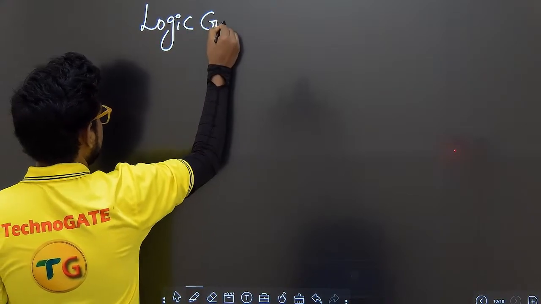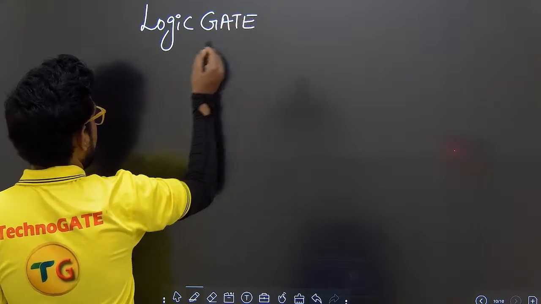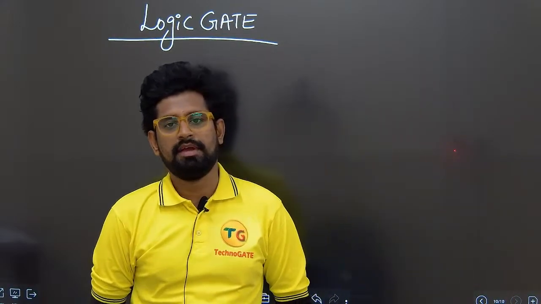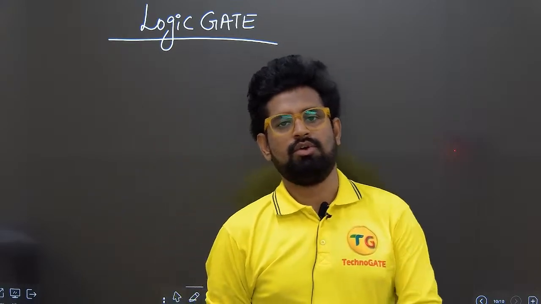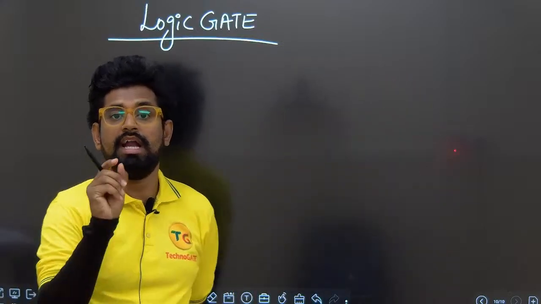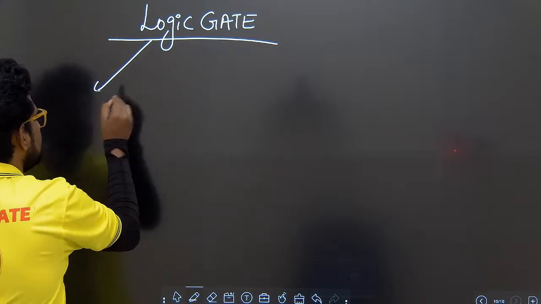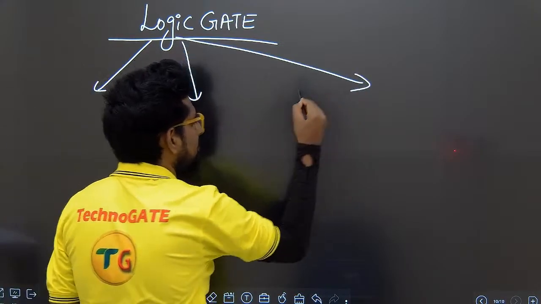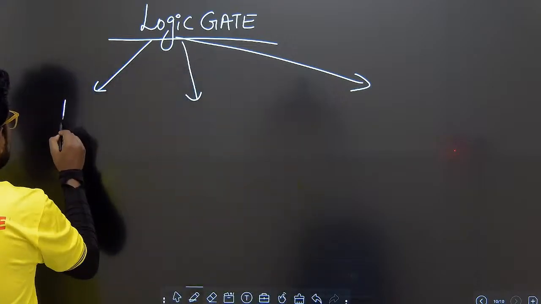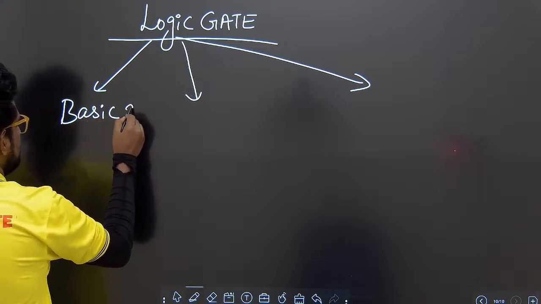So logic gates are the basic building blocks of any combinational and sequential circuits. A gate may accept one input, two inputs, three inputs or n number of inputs, but it will produce only one output. So this is the basic introduction about logic gates. Now the logic gates are classified into three types. The first type of the logic gates we have is basic gates.